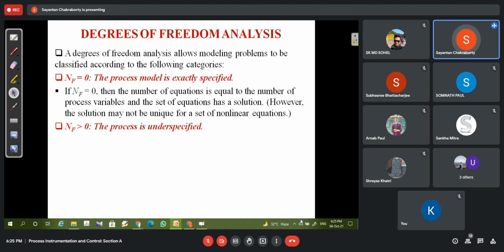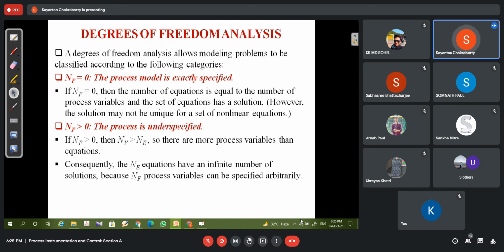Other situation, if NF is greater than 0, that is, the number of variables is more than the number of equations, NV greater than NE, then we say the process is underspecified. That is, you do not have enough equations to specify all the variables. So what will happen? These NV minus NE or NF number of variables you cannot solve from the equations. What you have, you can only solve the equations to obtain NE number of variables.